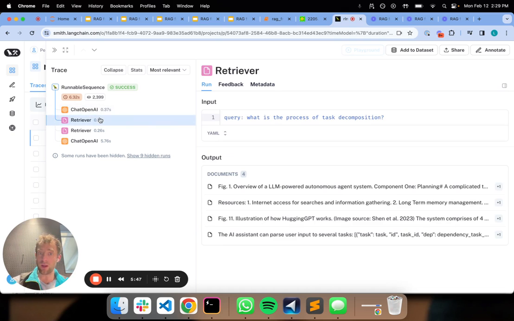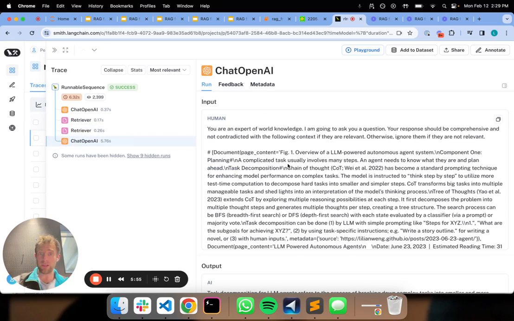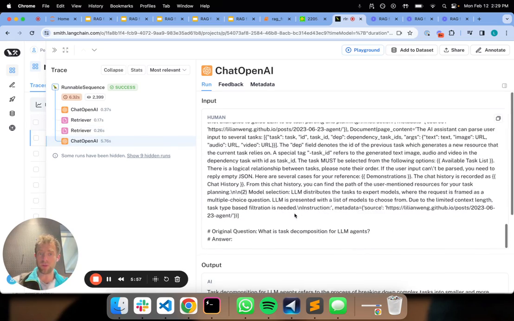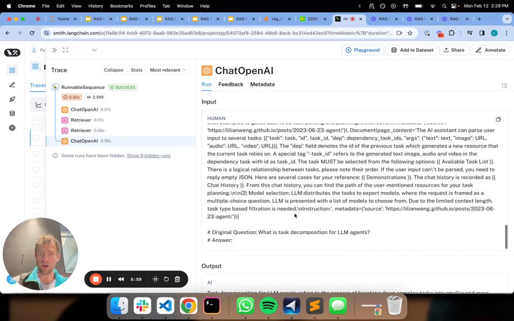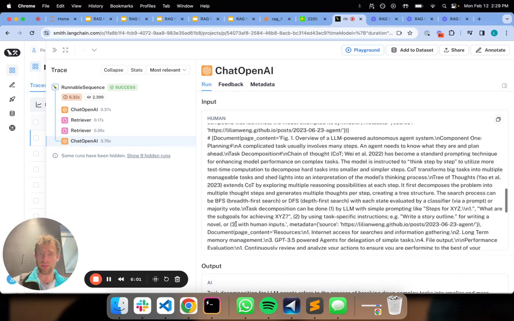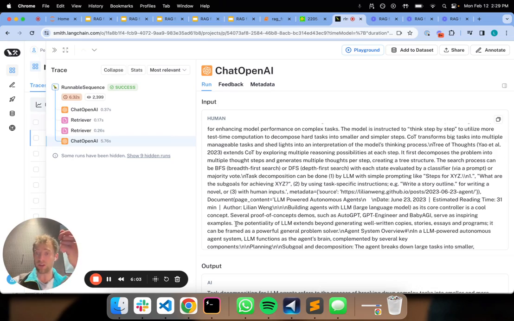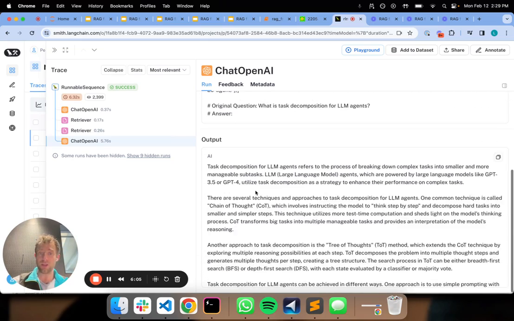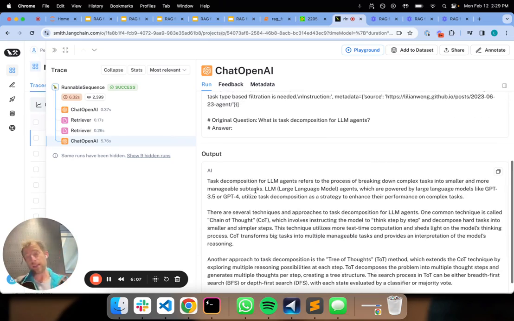We perform retrieval on both. What is the process of task composition? And what is task composition for LM agents? We perform both retrievals. We then populate our prompt with both the original question answer, and then here's the context retrieved from both the question and the step back question. Here's our final answer. So again, this is a nice technique.